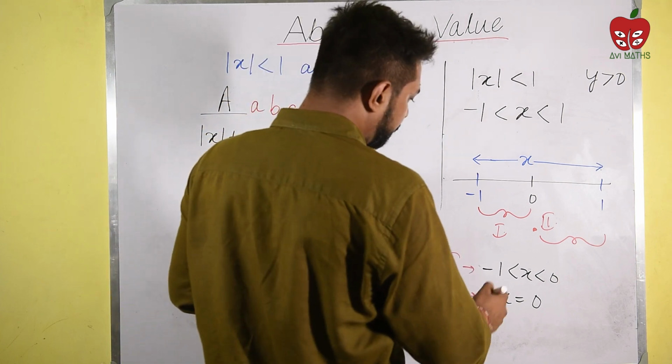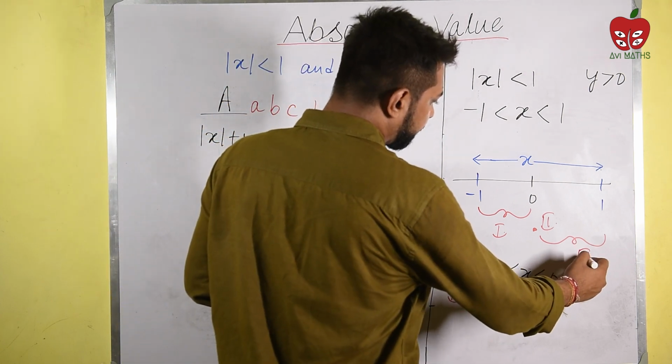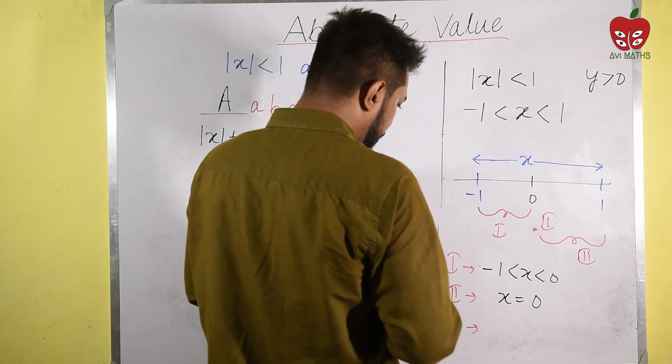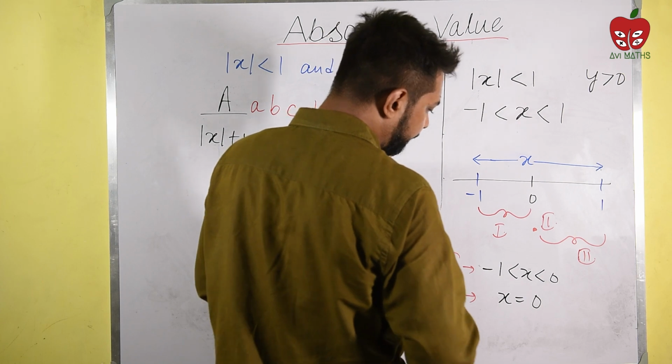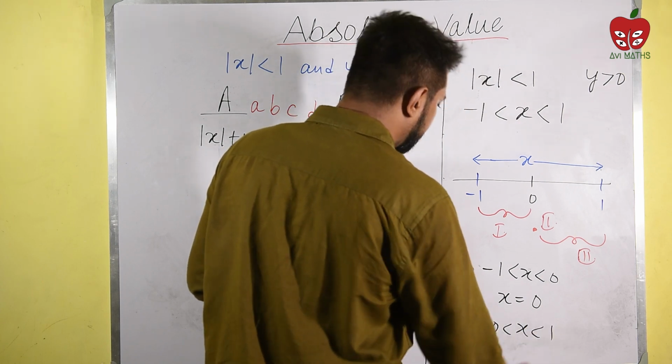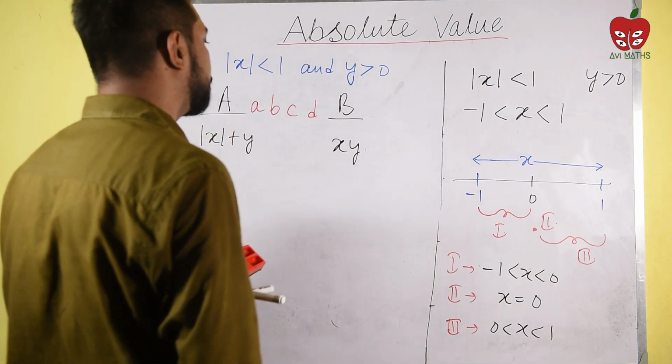Okay, third part is this one. So third part is representing what this? When x is greater than 0 and less than 1. So these are the three parts we are going to use.